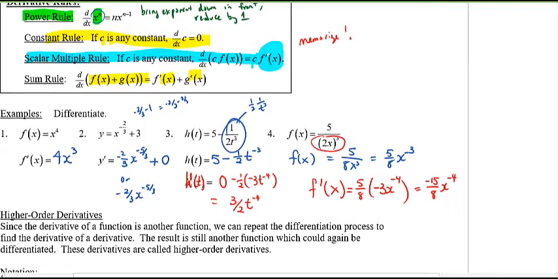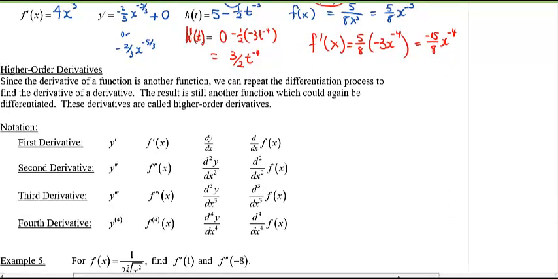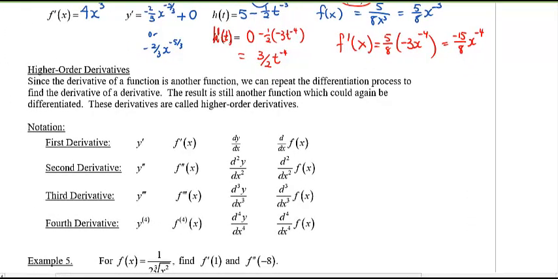Now, there are something called higher order derivatives. Since the derivative of a function is just another function, we can actually repeat that process and find the derivative of a derivative. The result, of course, is still another function, which again could be differentiated, so we can do it over and over again, and that's why we call these higher order derivatives.